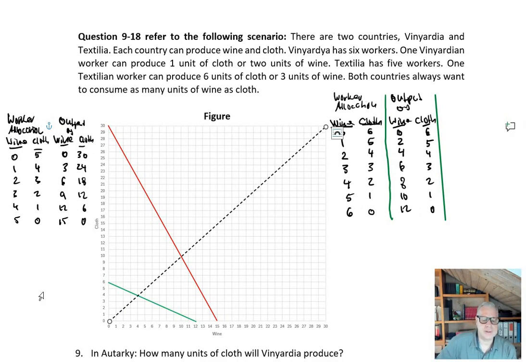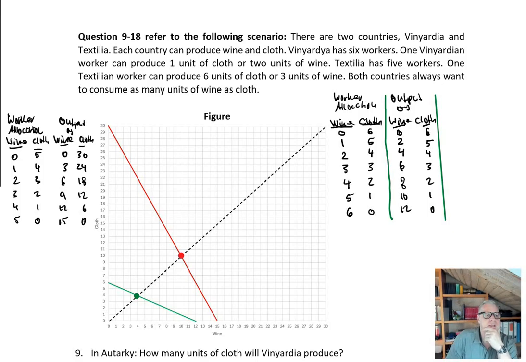Okay, so now we have a nice graph, and we can already determine how much they consume under autarky. This point here, 4 and 4, that is Vineyardia, and under autarky, Textilia will consume 10 units of wine and 10 units of cloth. Okay.